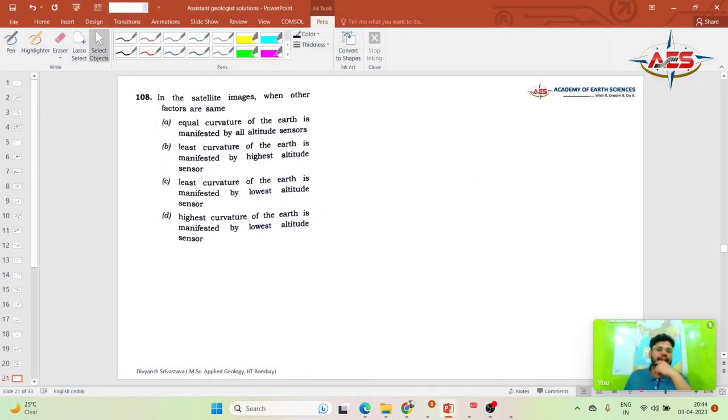In the satellite images, next question 108. In the satellite images, when other factors are the same, equal curvature of the earth is manifested by all the altitude sensors. Least curvature of the earth is manifested by the highest altitude sensor. Least curvature of the earth is manifested by the lowest altitude sensor, and highest curvature of the earth is manifested by the lowest altitude sensor. So which of the options is correct?